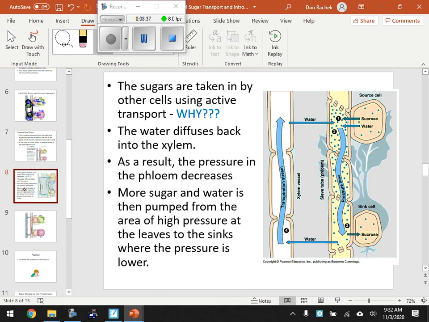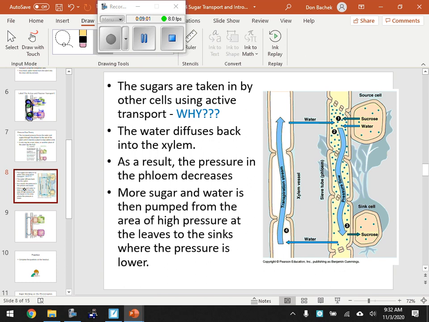Now, sugars are taken in by other cells using active transport. Why do we need sugar? We need sugar for energy, right? Where is that sugar going to get used up? What part of the cell is going to be responsible for creating the energy? Mitochondria, right? So the mitochondria is going to take in that sugar and convert it to useful energy.